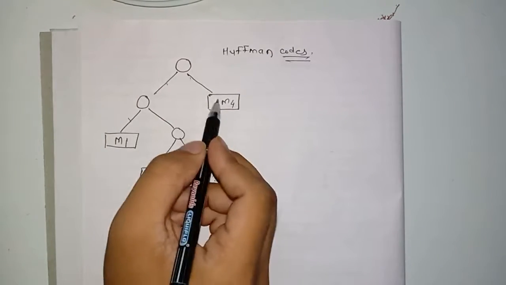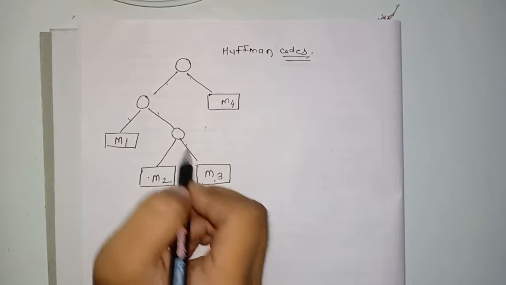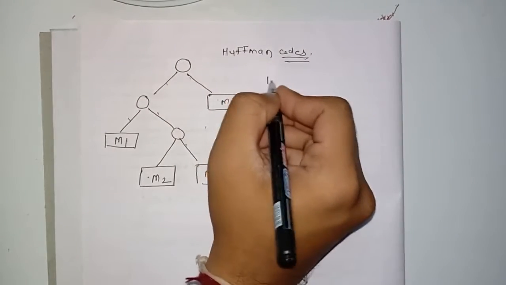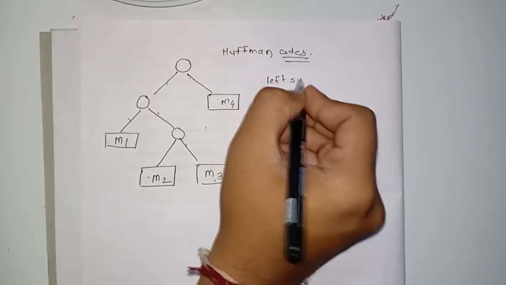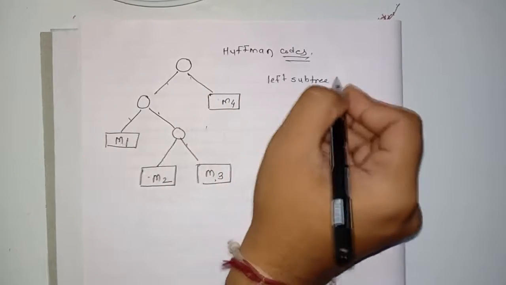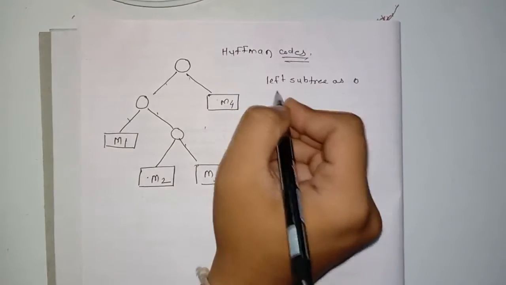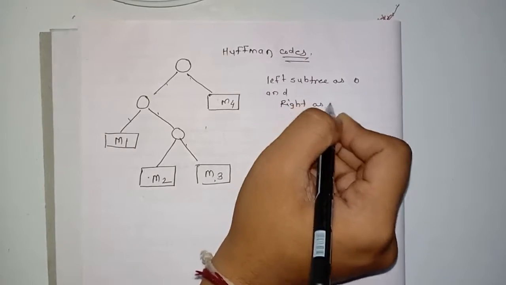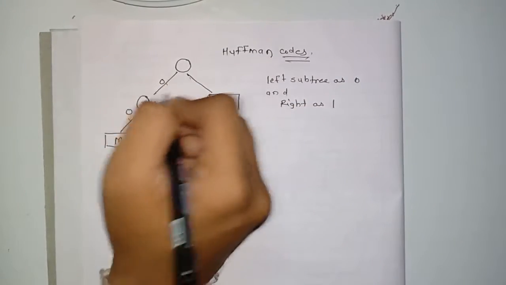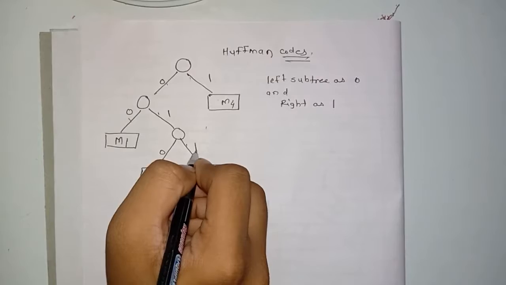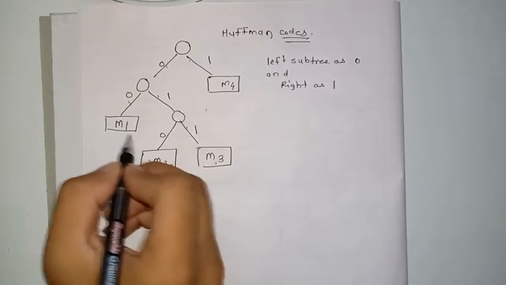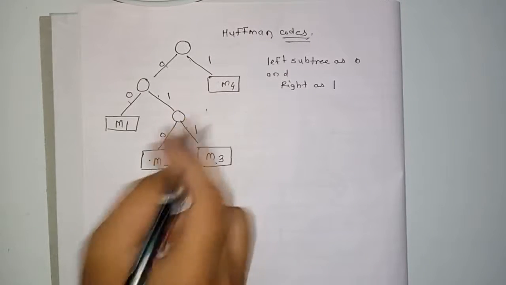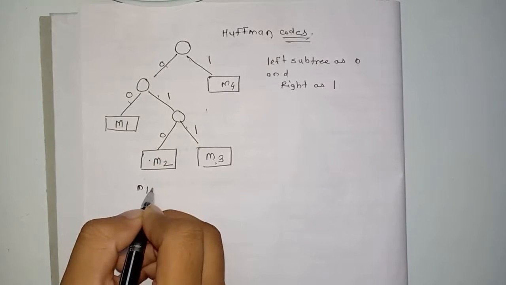First of all, we assign some number to the left subtree and the right subtree. How can we assign? We assign the left subtree as 0 and the right subtree as 1. Now assign them 0, 0, 1, 1, 0 and 1. Now we have to calculate the code for M1, M2, M3 and M4.